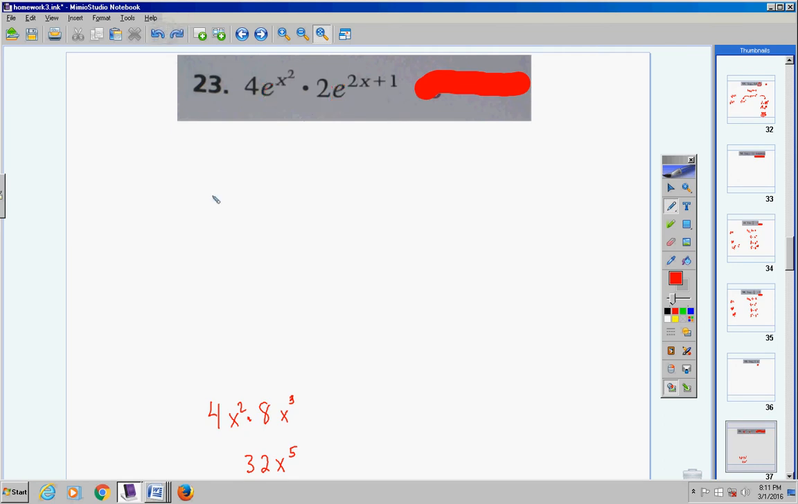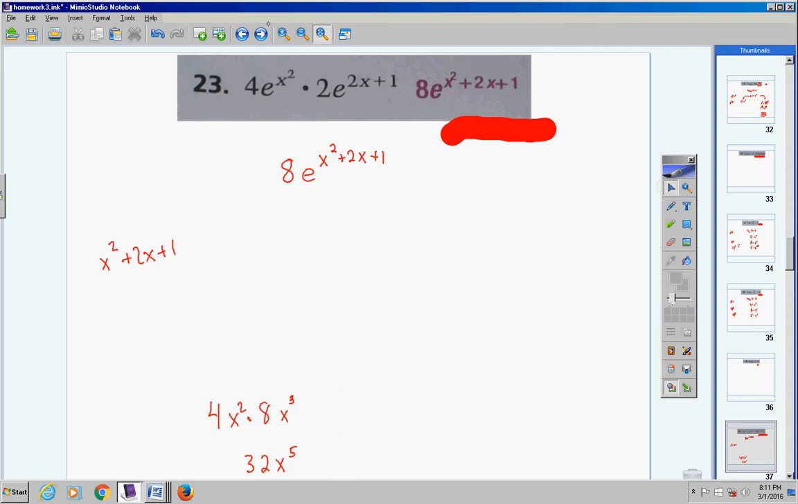So what did we do down here? We took 4 times 8, right? So take 4 times 2, and what do you get? 8. Now, what was your like base down here? X. What's your like base up here? E. What did you do to your exponents? You added them. So what do you do to your exponents? You add them. So we have 8e to the x squared plus 2x plus 1. I don't see any like terms. You cannot simplify that. So even though your exponent looks really weird, that's your exponent. There it is. Done.